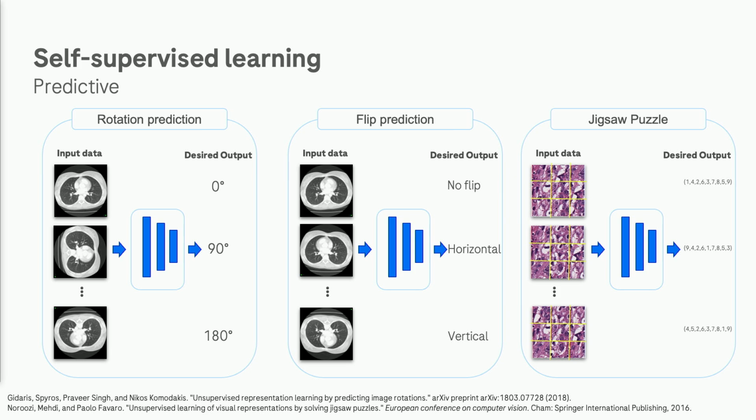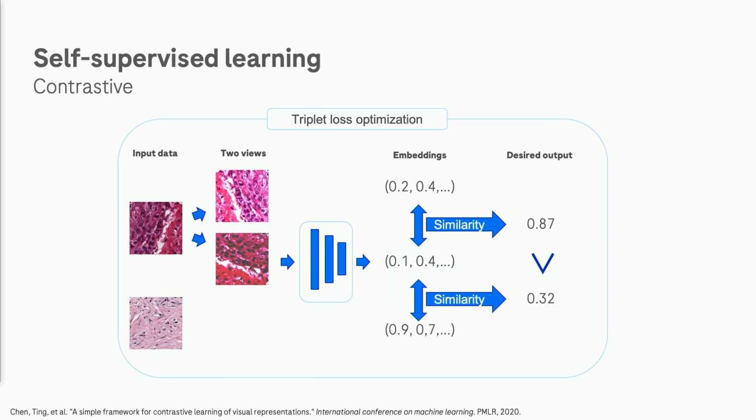So in the third example, we have this jigsaw puzzle where you cut patches, like 9 patches, for example, from your image here, you shuffle them around, and then you ask your model to find the right permutation of the patches. Then in the second category, we have the contrastive methods. This is maybe the most popular method at the moment.